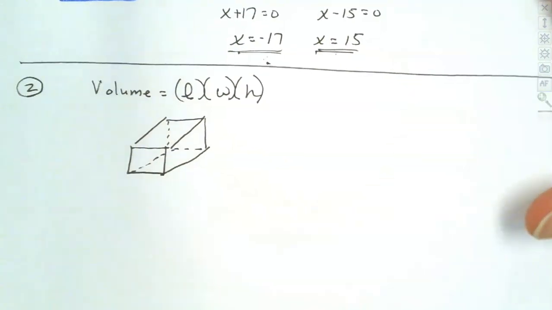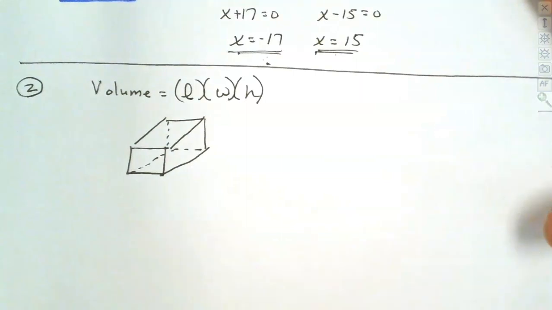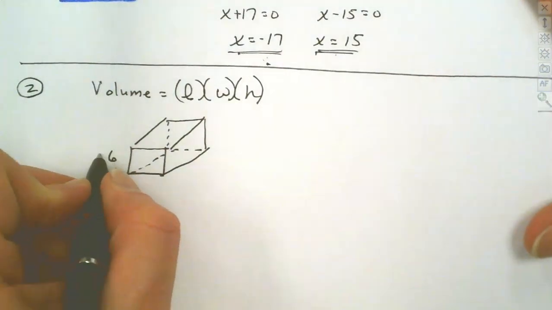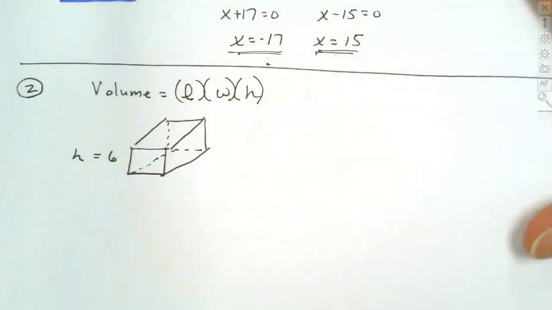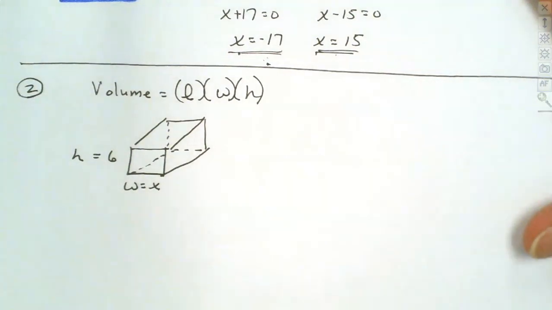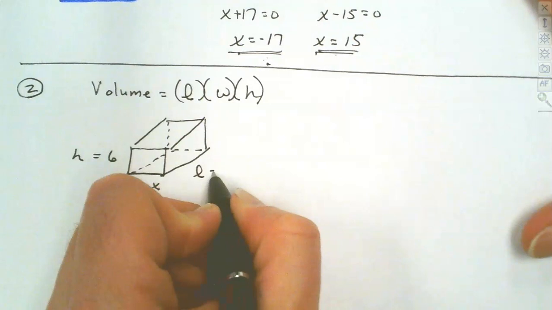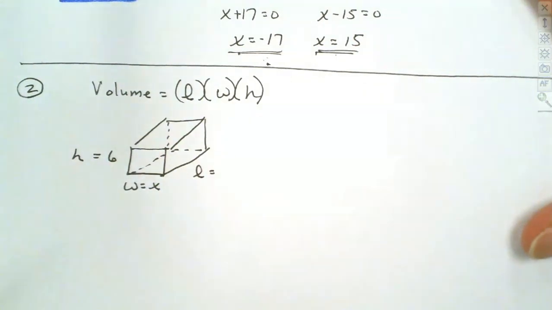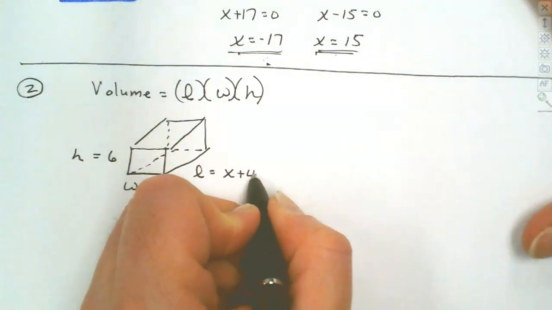And what do we know about this box? We know the height of the box is 6 inches. So that's your H. We know the length of the box is 4 inches more than the width. So we don't know our width, so we'll call that X. And our length is going to be 4 inches more, so it's X plus 4.